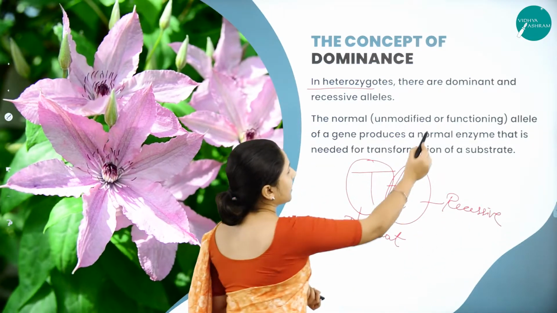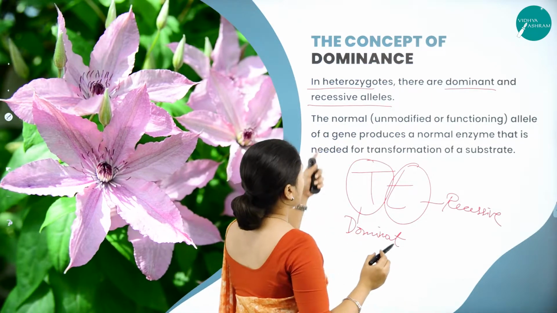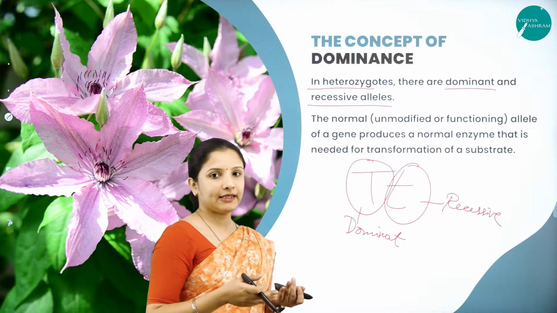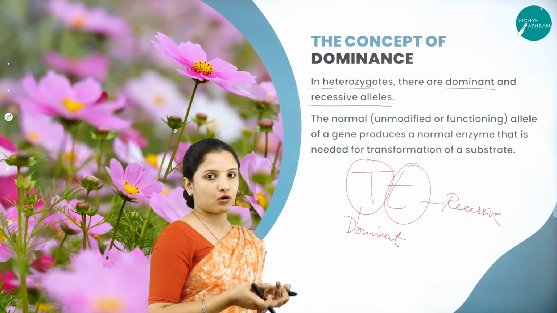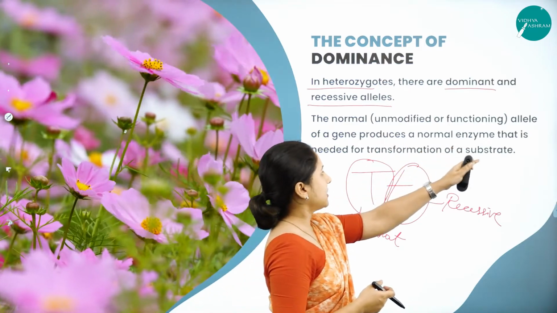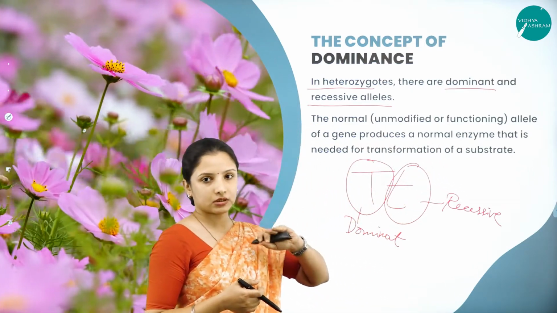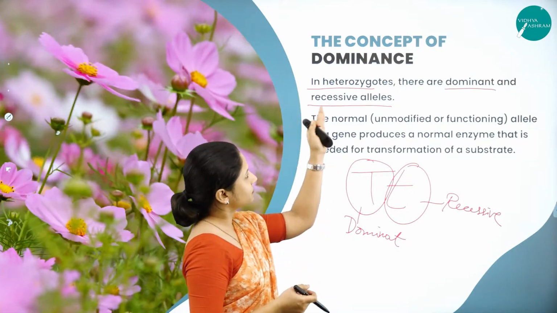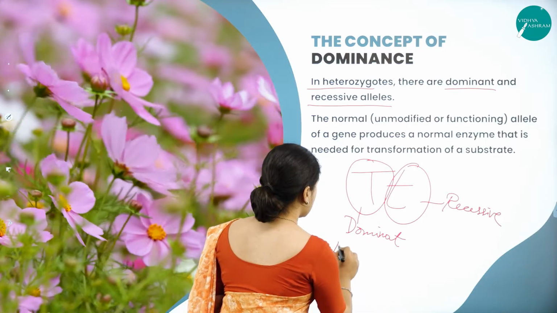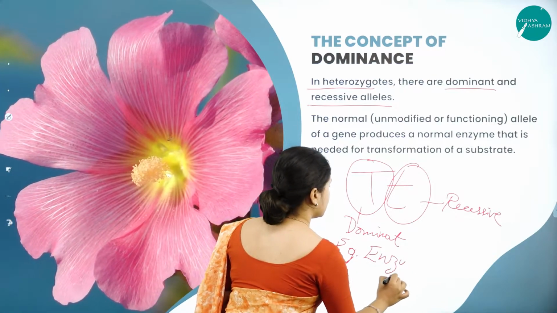So, there is one allele that is dominant and the other one is recessive, and the normal allele is that allele which is unmodified. That gene produces a normal enzyme, which is needed for the transformation of a substrate. So, in order to explain the concept of dominance, they took the example of an enzyme.